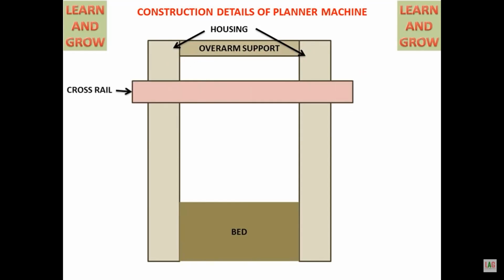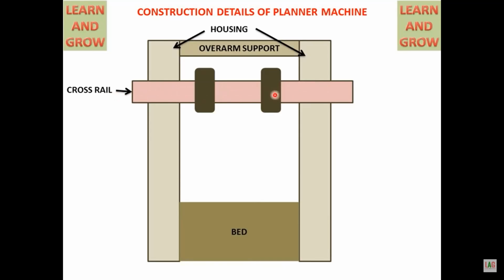And next one is a cross rail. Attached to this cross rail, we have the tool holders. These tool holders are kept in vertical direction, as I am showing through the mouse over here. Generally 4 tool holders are kept, and we are going to use the single point cutting tool for the operation.